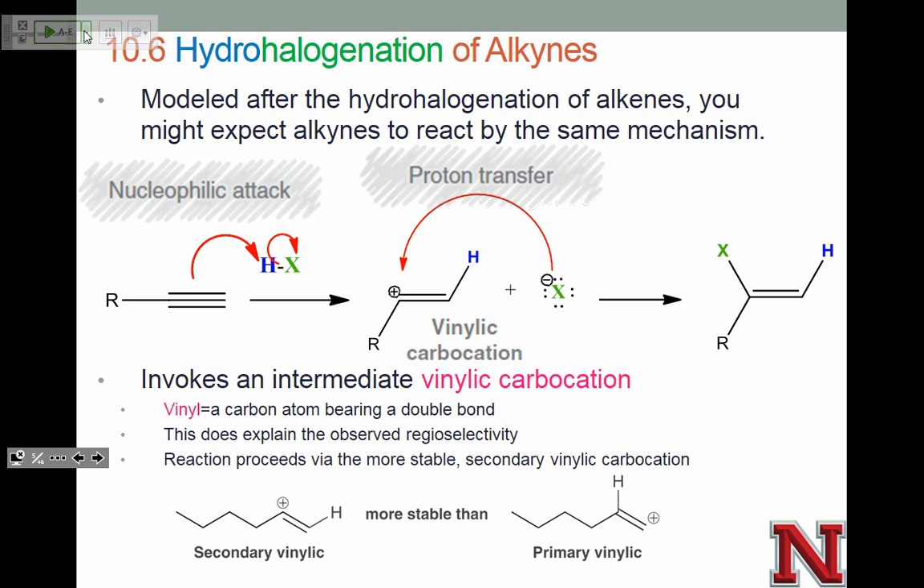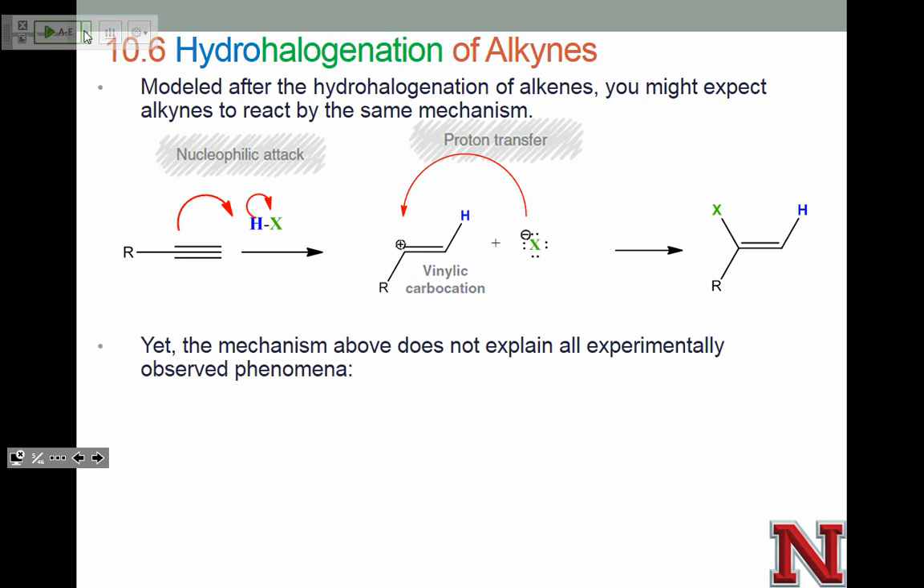As far as stability, a vinylic carbocation isn't much more stable than a primary carbocation on an sp3 carbon, because again, that positive charge is too close. But it does explain Markovnikov addition. In reality, the mechanism doesn't really explain all the experimental phenomena, which in this case is a slow reaction rate. Maybe the fact that the carbocation isn't very stable contributes to the slow reaction rate, but we still wouldn't expect that.